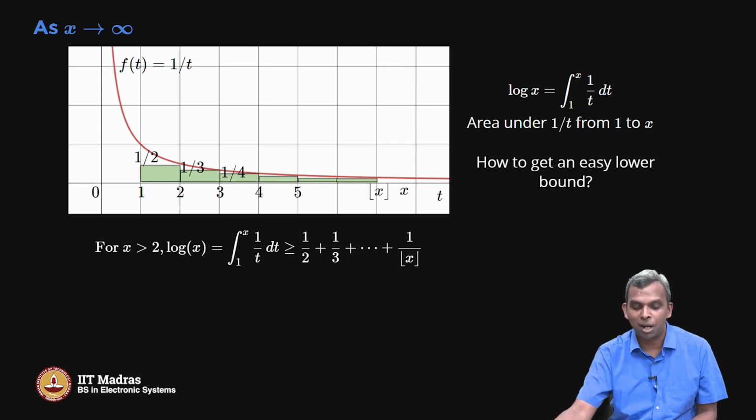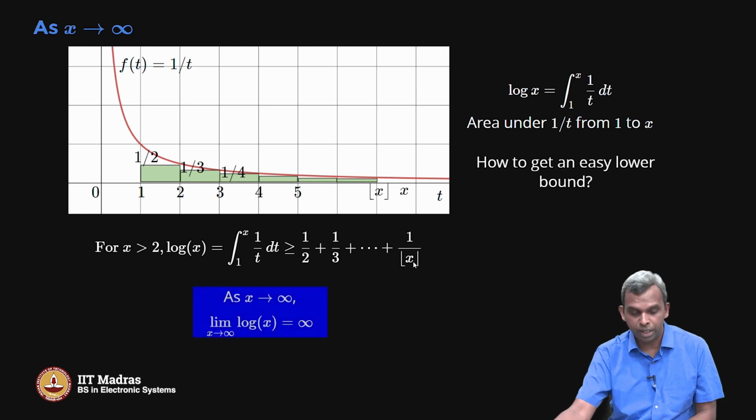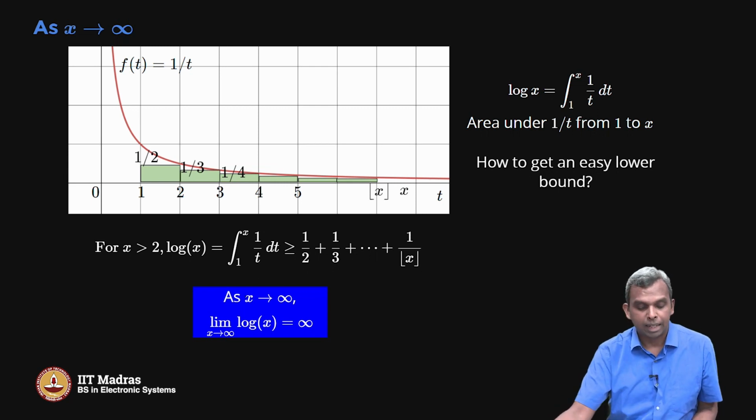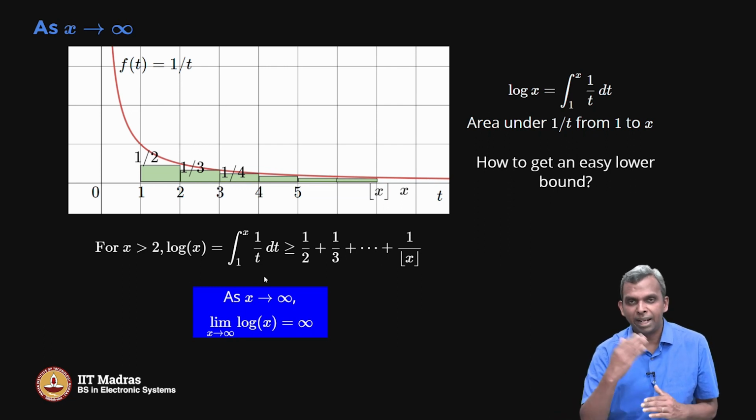Okay, we know this sequence, don't we? This is our wonderful harmonic series, and as x tends to infinity, this log x will tend to infinity. So it's lower bounded by some area which is blowing up to infinity. This is a quick proof using the definition of log x that as x tends to infinity, log x will become infinite. It will grow unbounded.